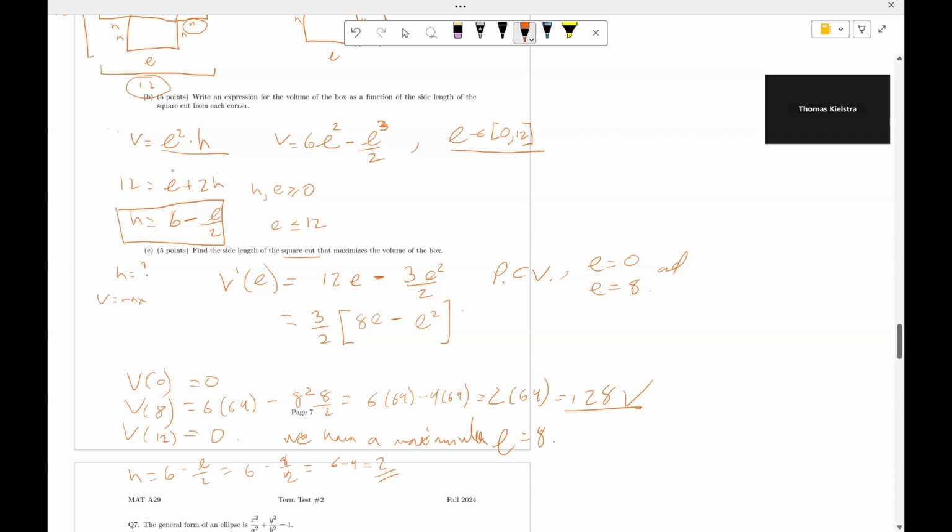So the volume is maximized when the corners are cut 2 centimeters.